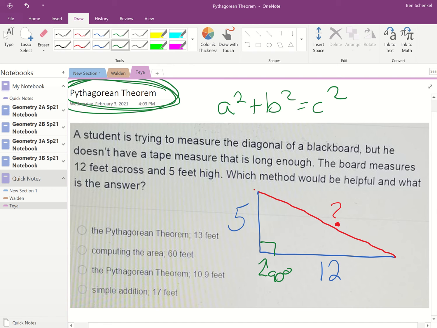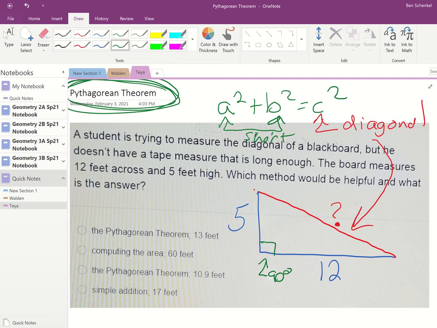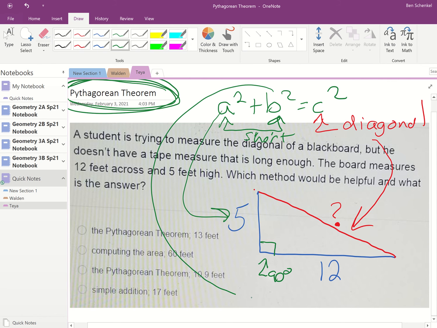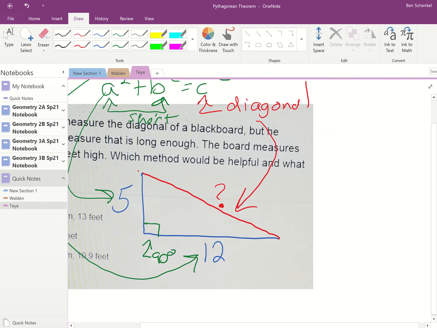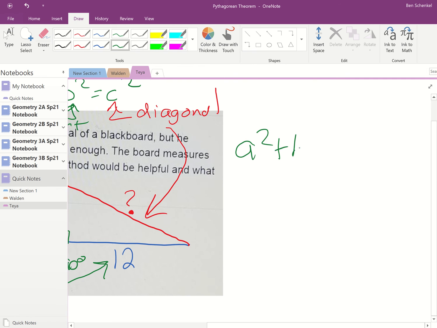Okay, where a and b are the two short sides of the right triangle, and c is the diagonal. Okay, so then we know a and b would be the two shorter sides. So now we have the Pythagorean theorem. Again, just rewriting it, a squared plus b squared equals c squared.